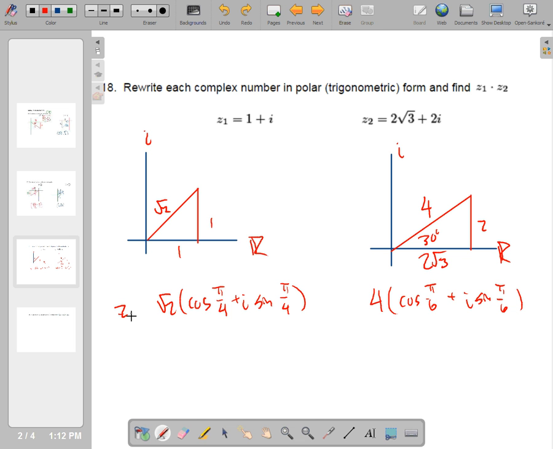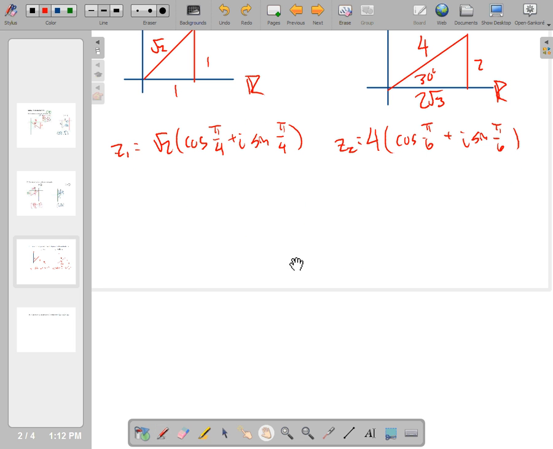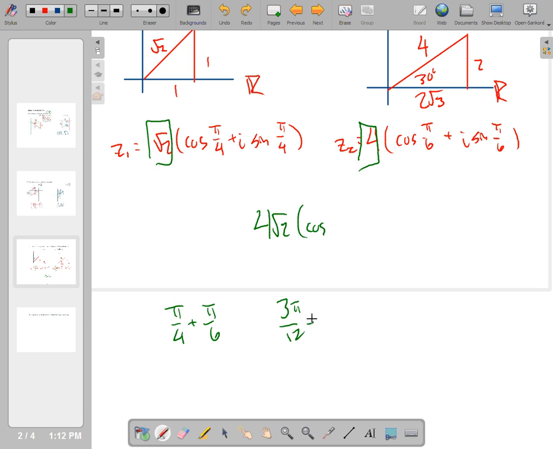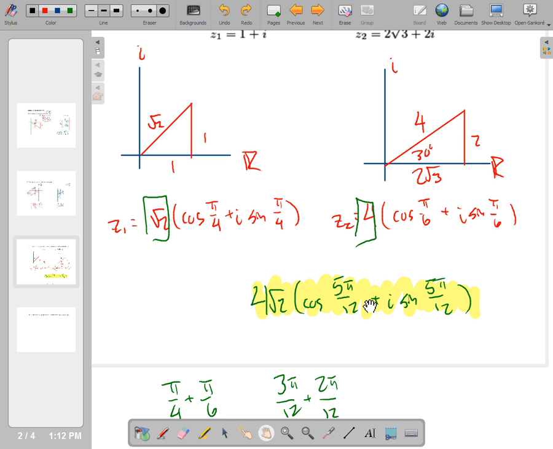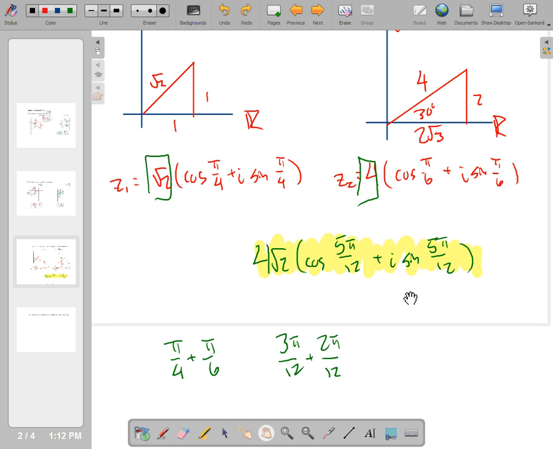So now that I have Z1 in polar form and Z2 in polar form, I can find their product, and when you find their product, you have to multiply the radii, so that's 4 radical 2, cosine of, and then I have to add the angles. So pi over 4 plus pi over 6, in the denominator, that's 3 pi over 12 plus 2 pi over 12. So this is 5 pi over 12 plus i sine 5 pi over 12. And now I have, in trigonometric form, the product of two complex numbers. So it's 4 radical 2 cosine 5 pi over 12 plus i sine 5 pi over 12.